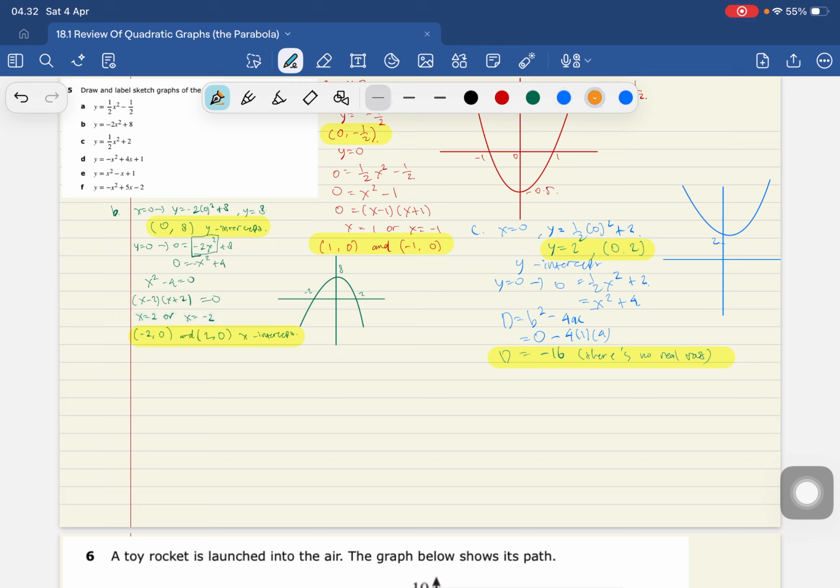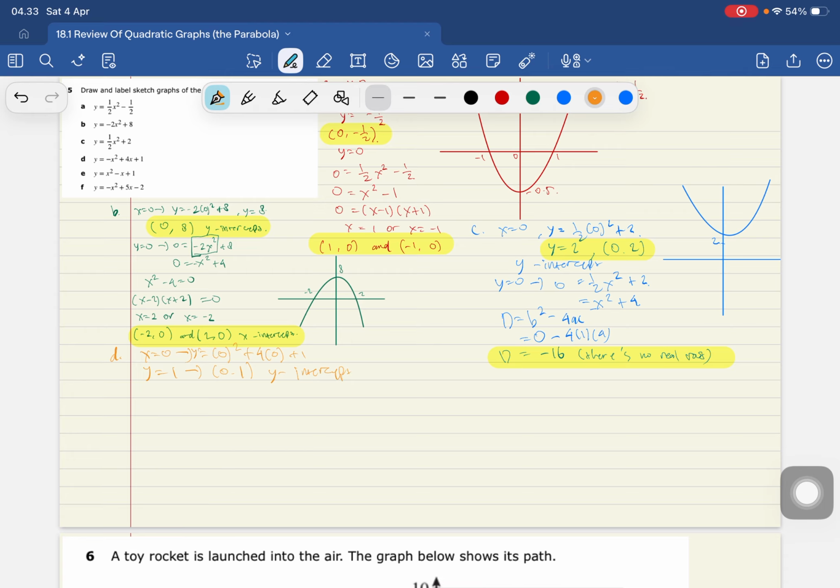D, I'll check it here. So we take x equals 0. What is the y-intercept? It's going to be minus 0 squared plus 4 times 0 plus 1. So y equals 1. So the intercept is 0, 1. This is the y-intercept.